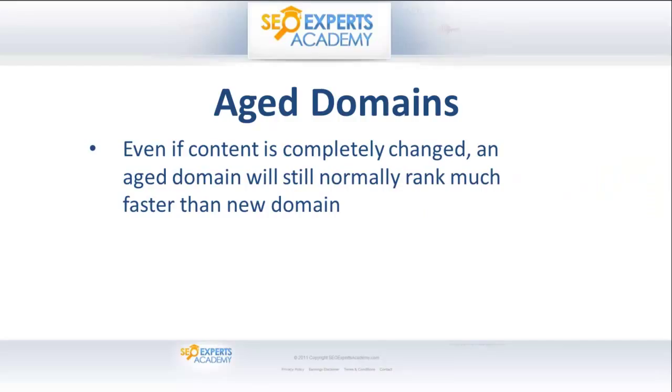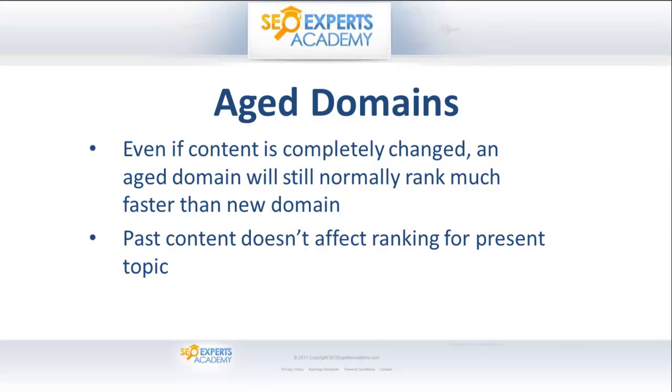So as I say, even if the content is completely changed, that aged domain will still normally rank much faster than a new domain. And I think my record without adding any backlinks and changing content on a PageRank 5 site, and this was for a multi-thousand exact match search term, was that it got to page 2 within 4 days. So I've seen pretty spectacular results with aged domains, and there's no reason why you can't as well if you follow the principles outlined in this section of the course.